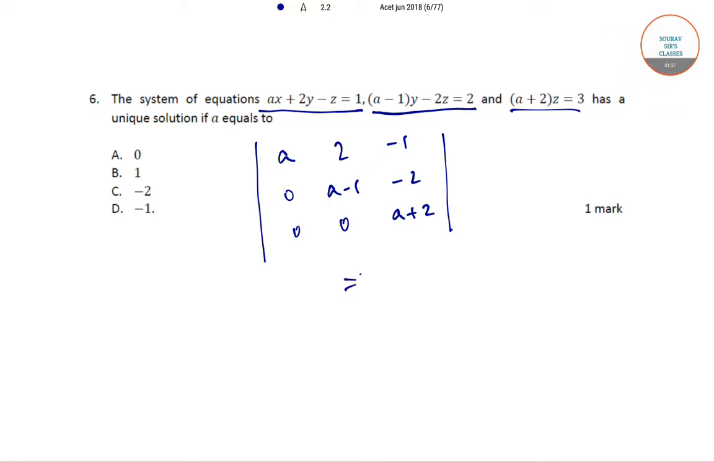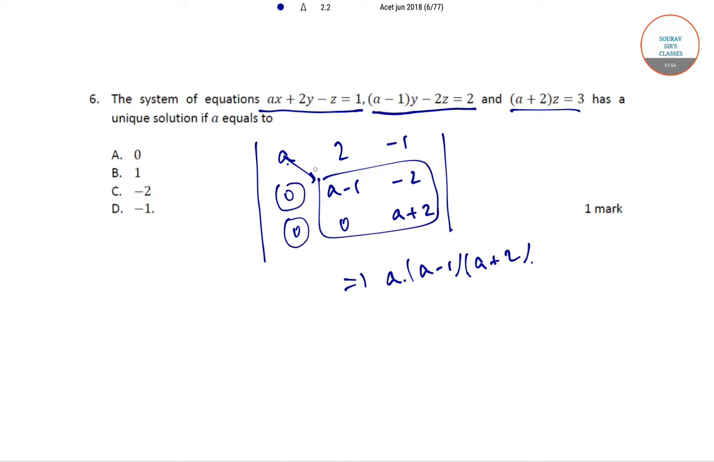Now the value of this determinant is equal to a into a minus 1 into a plus 2. Since you expand a with this, and since these are 0, you don't need to expand the others, and this would give you a minus 1 into a plus 2 and 0 into minus 2, this would give you 0, so you get this as the value of your determinant. Now for a unique solution to exist, this should not be equal to 0.